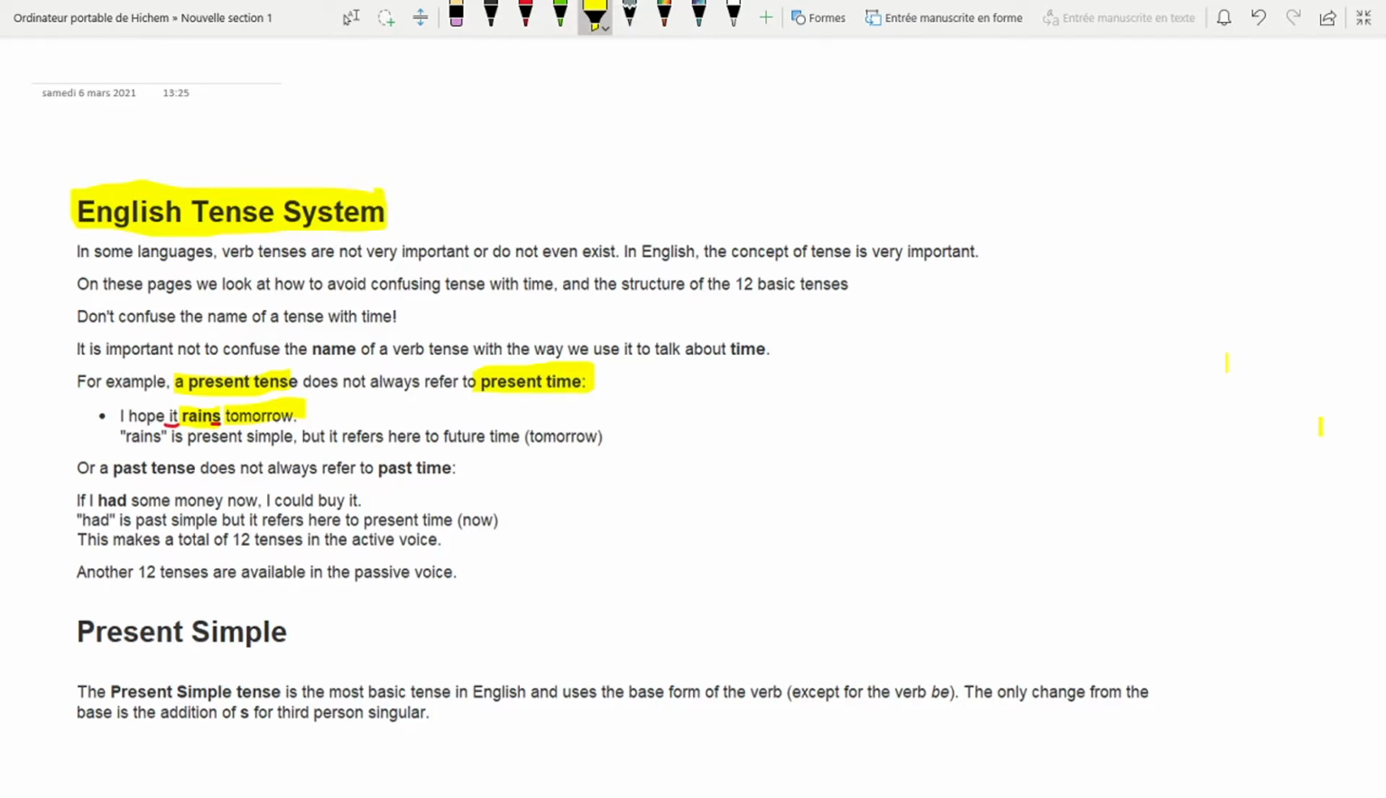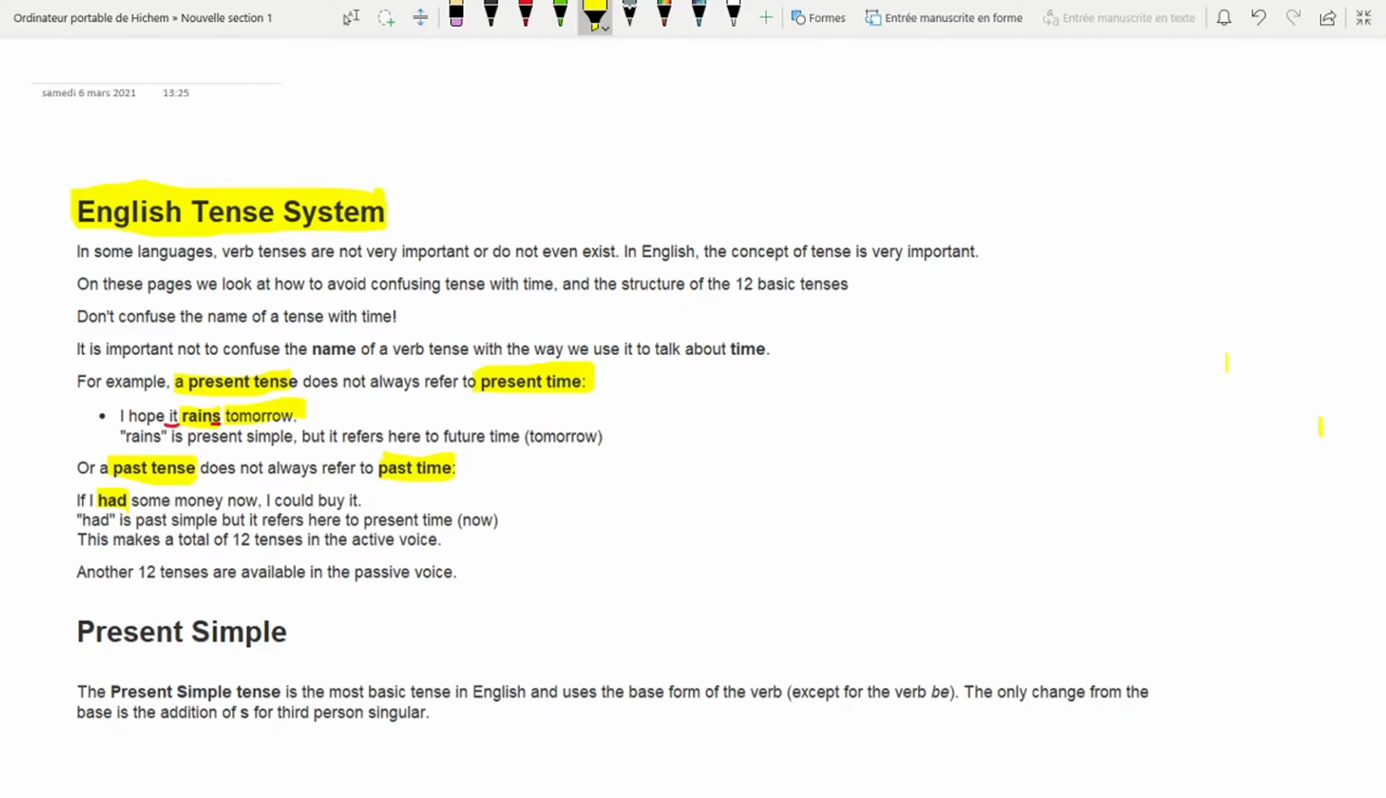We can take another example. For instance, we use the past tense, but we do not refer to past time. We take an example: if I had some money now, I could buy it. Had is the past tense of the verb or the auxiliary to have. So logically, when you say had, it means past. That's right, it is the past tense, but the time is not the past.